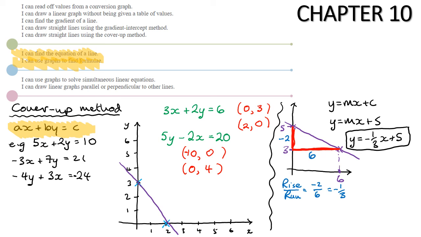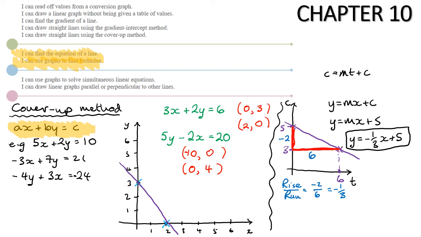Now let's say instead this wasn't x and y, let's say this was t for time and C for cost. Well, the only difference would be that instead of y equals mx plus c, I would replace the y with the letter C, because that's what I've got on the y-axis, and I'd replace the letter x with t.